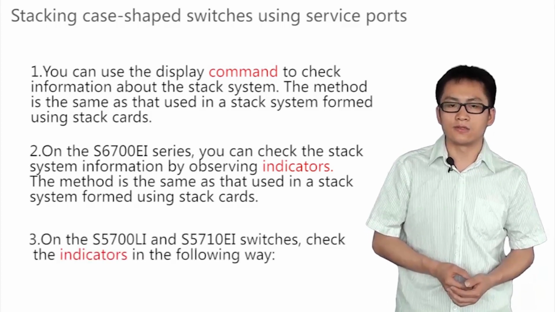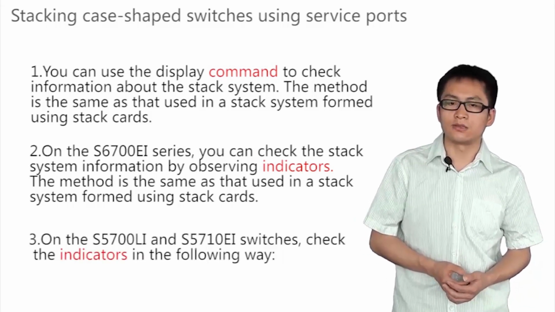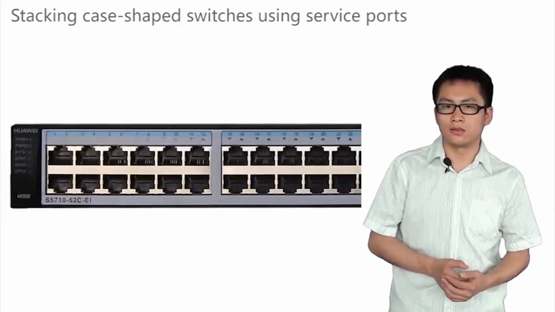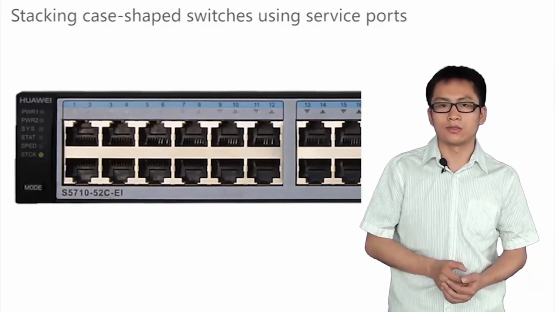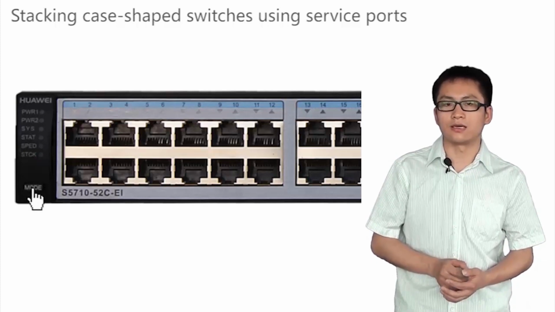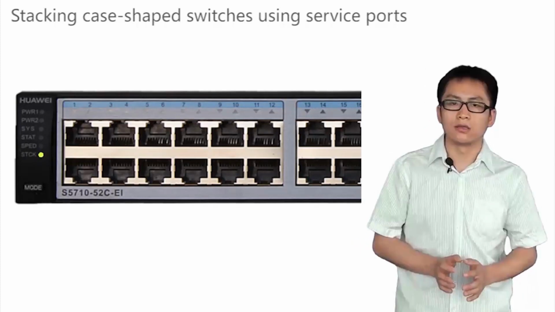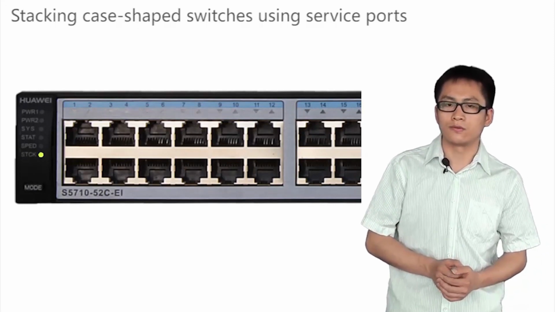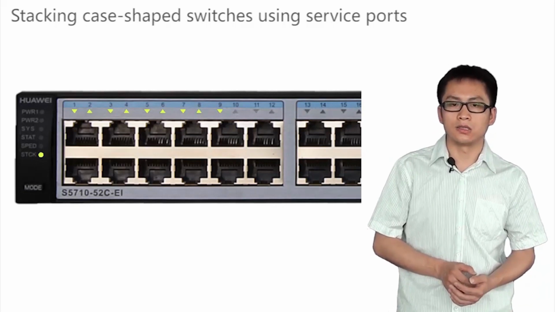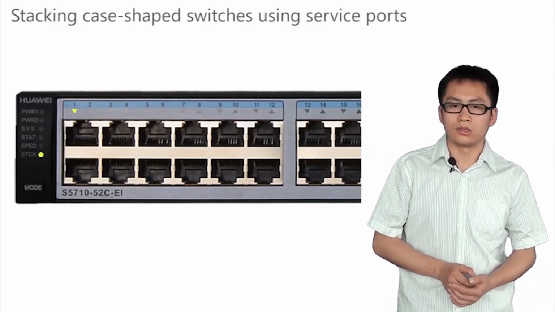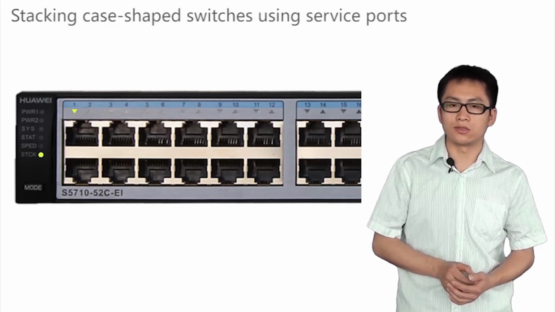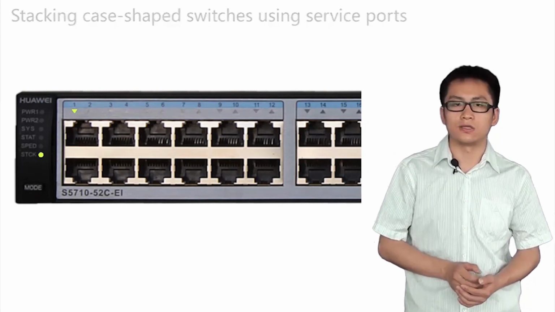On S5700Li and S5710EI switches, check the indicators in the following way. If the stack indicator on the switch is blinking green, the switch is the master switch. Then press the mode button repeatedly until the stack indicator is static green. Check the indicators of service ports 1 through 9. If all these indicators are steady or blinking green, the stack ID of the switch is 0. If one of the indicators is steady or blinking green, the stack ID of the switch is the same as the ID of that interface.